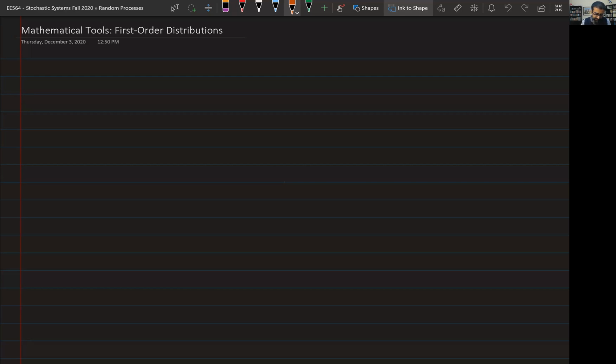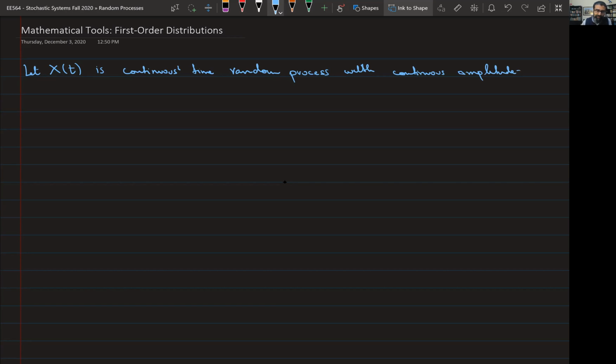So like I said, let's say it is a continuous time random process, okay? So x of t is a continuous time random process with continuous amplitudes, okay? Now, if I sample this continuous time process at a particular time t, what do I get? If I sample this x of t at time t, right? What is that? So the PDF.